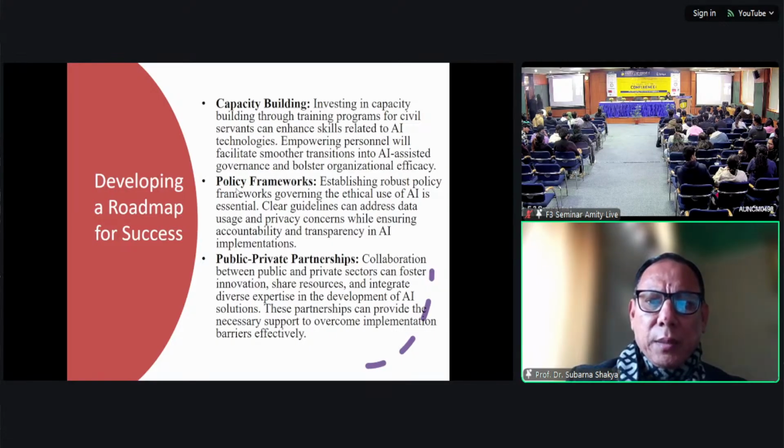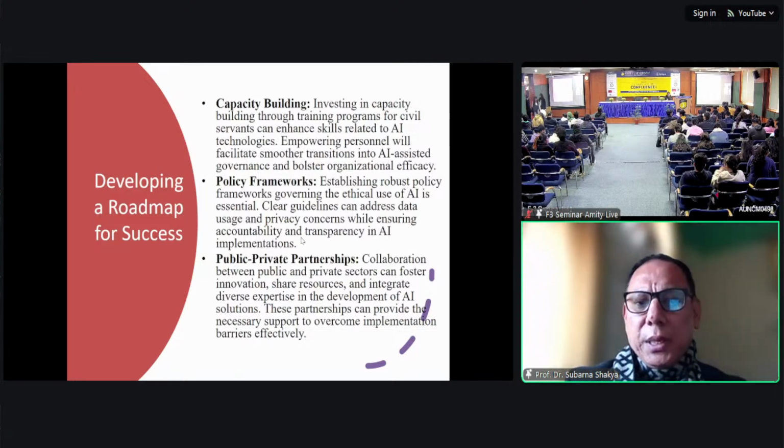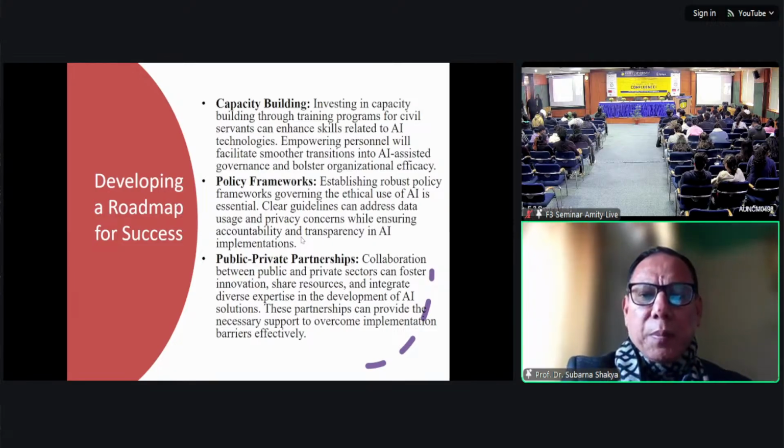efficiency. Then policy framework is another part. Establishing a robust policy framework governing the ethical use of AI is essential. Clear guidelines can address data usage and privacy concerns while ensuring accountability and transparency in AI implementation.